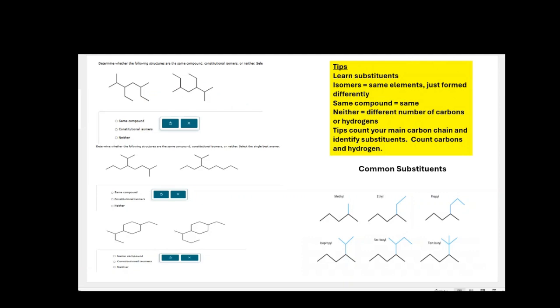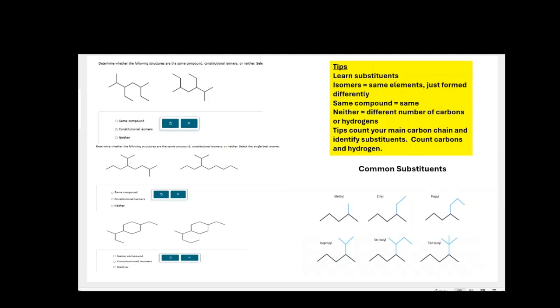So, my tip for this one as you go into this chapter material is to learn what your substituents are. Below here, I have the common ones that were used in my class. So, of course, you've got your methyl, your ethyl, your propyl, isopropyl, your sec-butyl right here, and your tert-butyl right here. So again, take some time to read your textbook or maybe some other YouTube videos and really learn your substituents.